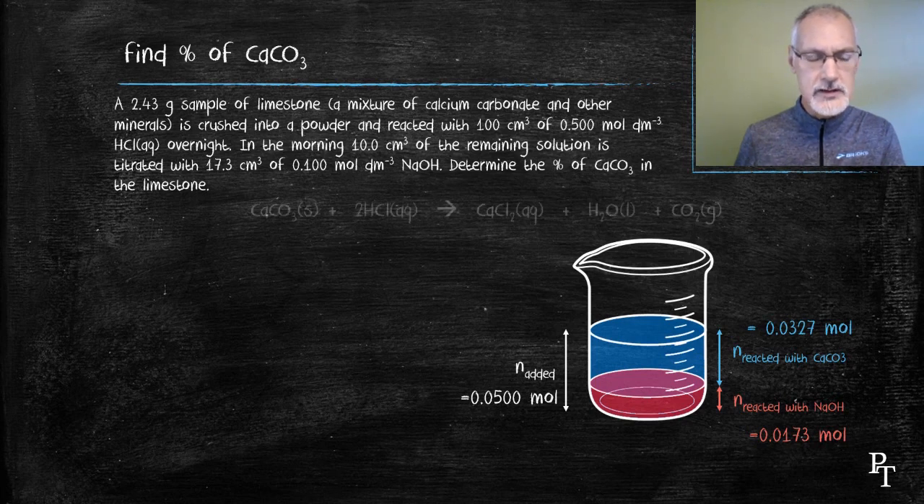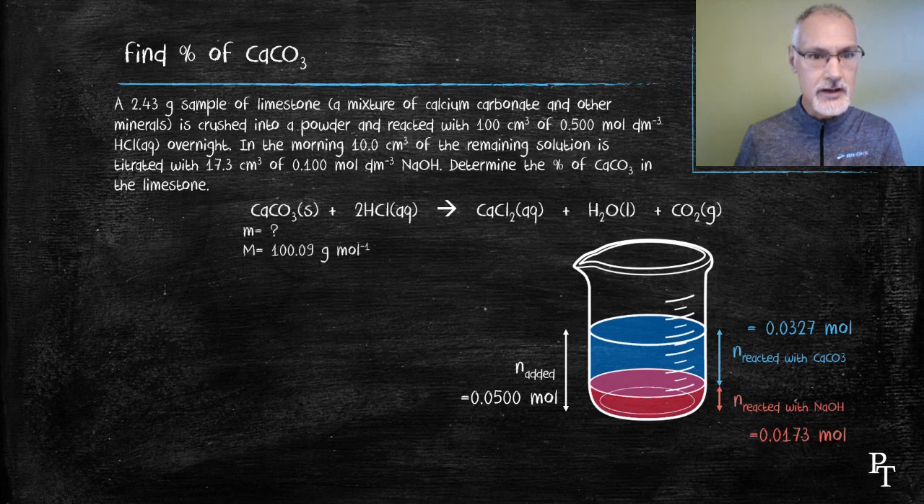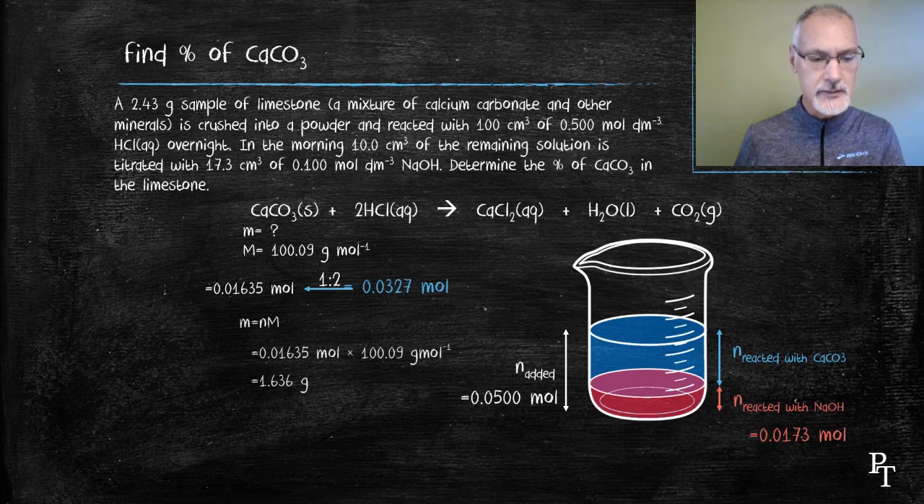So back to my original equation, I want to determine the mass of calcium carbonate. Remember, all I know is it's less than 2.43 grams, and I know the molar mass of calcium carbonate. I now know the moles of hydrochloric acid that reacted with it. Employing the 2-to-1 ratio that exists here, I can actually determine now the moles of calcium carbonate. With knowledge of moles and molar mass, I can calculate the mass of calcium carbonate.